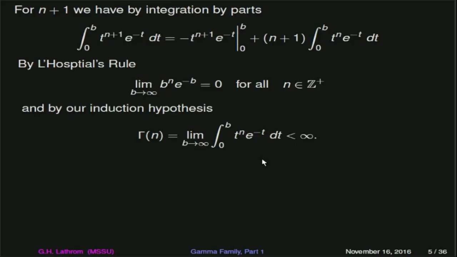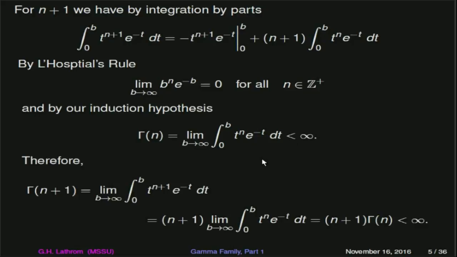And so what happens, gamma of n plus 1, we're able to write that as n plus 1 times gamma of n. And by our induction hypothesis, that's finite, so gamma of n plus 1 is finite. So by the principle of mathematical induction, we know that the gamma function is going to converge for all positive integers.